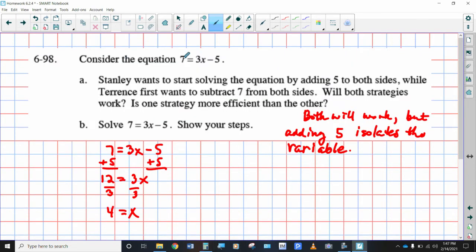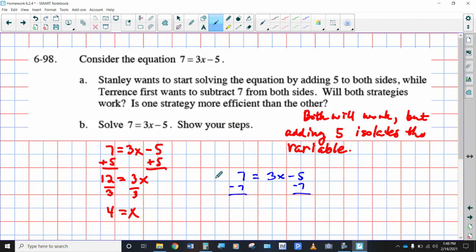All right, consider this equation. 7 equals 3x minus 5. Stanley wants to start solving the equation by adding 5 to each side, while Terrence first wants to subtract 7 from both sides. Will both strategies work? Well, yeah, they actually do. I mean, watch what happens when I do what Terrence wants to do. As long as you are doing legal moves, you can do anything you want. I could have added 100 million to each side, and that would have been a legal move.